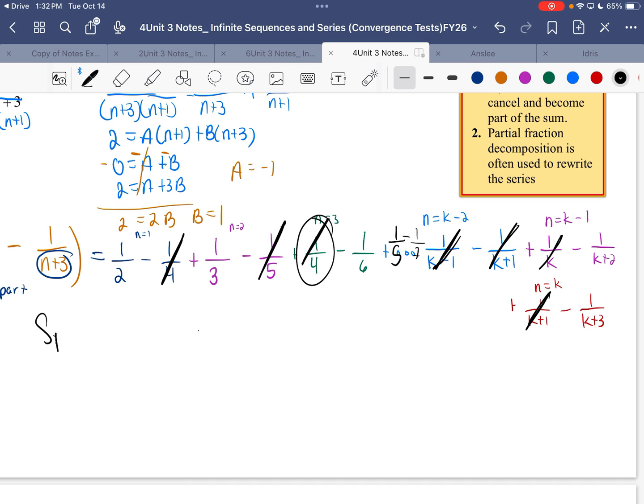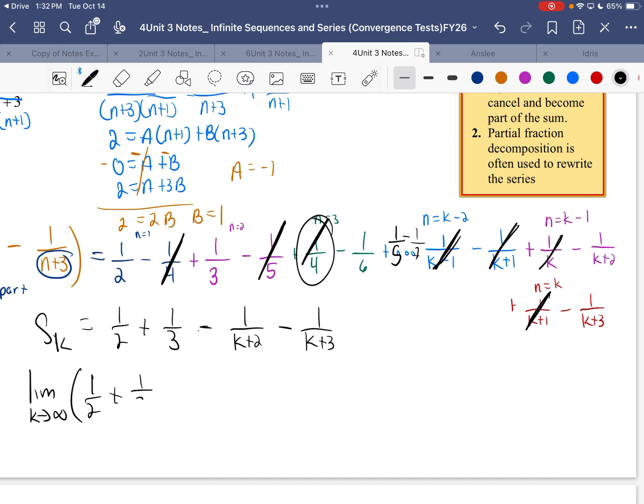So your partial sum is 1 over 2 plus 1 over 3 minus 1 over k plus 2 minus 1 over k plus 3. Now maybe you screwed up what the fractions were at the end and you canceled out the wrong things. Lila, when I take the limit as k goes to infinity, do you think it really matters if I had 1 over k plus 2 or 1 over k back there? No. What's going to always happen? It's always going to be 0.